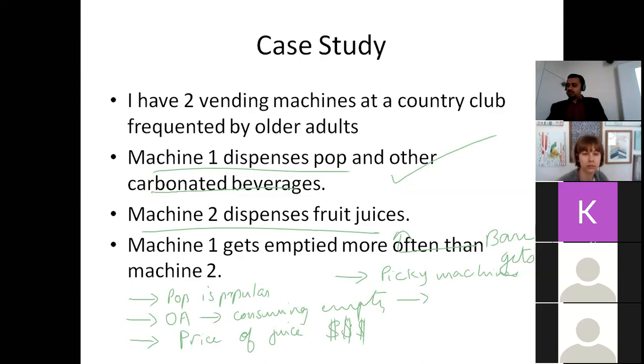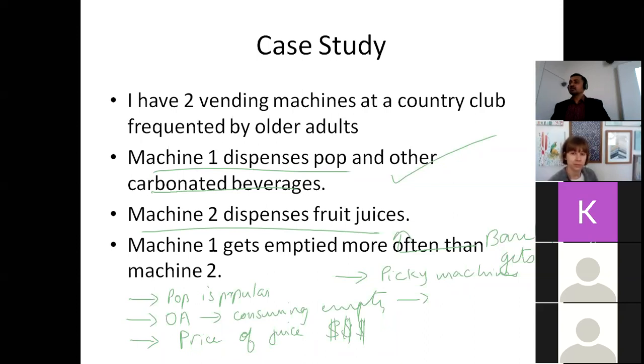But what if I now told you that machine one, which dispenses pop and carbonated beverages, is front and center right next to the entrance of the country club. And machine two, which has the juice, is actually tucked away underneath a stairwell, which you only get to see when you go to the bathroom. Would your conclusions change? Considerably, right? And Jesse says yes, because even though we found that the soda and pop gets consumed more, other than having cranky machines and the price and all of that, the location is also important.